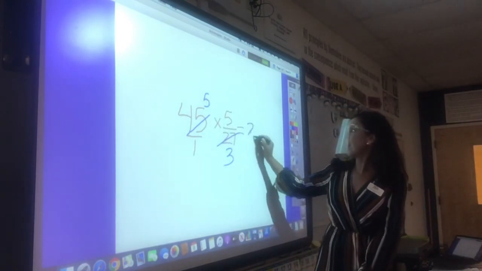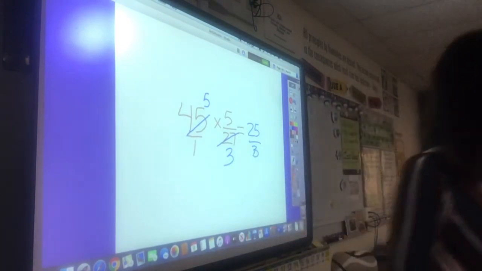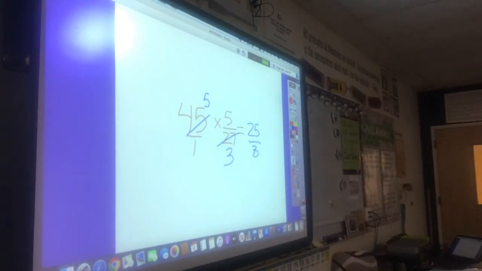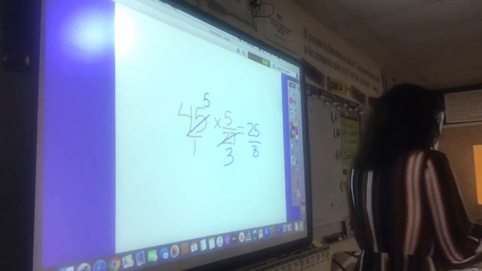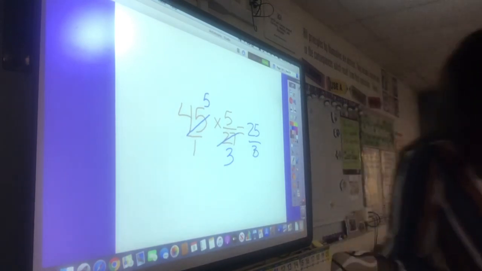Okay. Now, when we multiply, look what happens. We get 25 over 3. We have an improper fraction. And what do we do every time we have an improper fraction? What do we want to do to it? Because we can't leave our answer like that, Dean. We need to make it a mixed number. So what would we get if we make 25 thirds a mixed number? Cannon. 8 and 1/3.